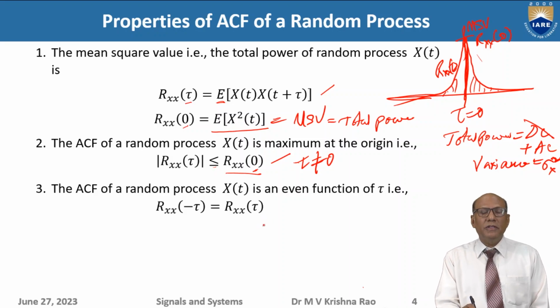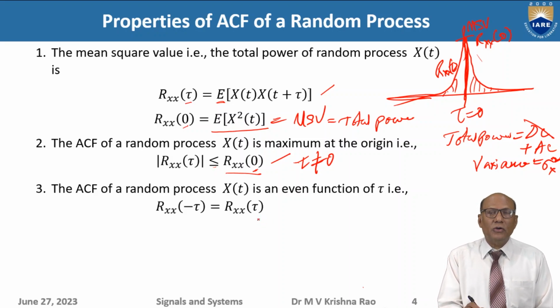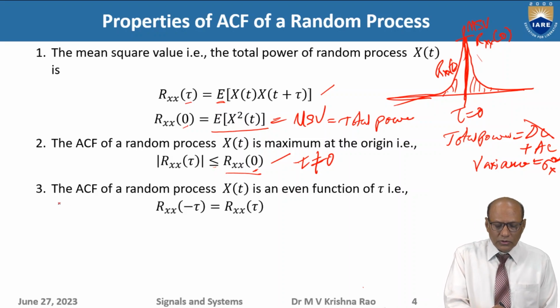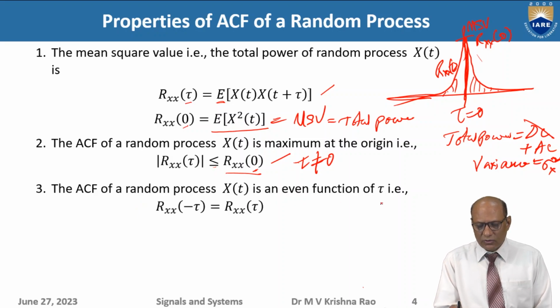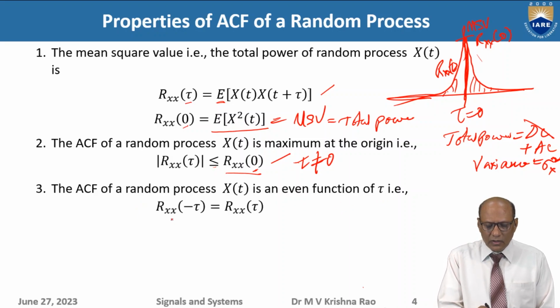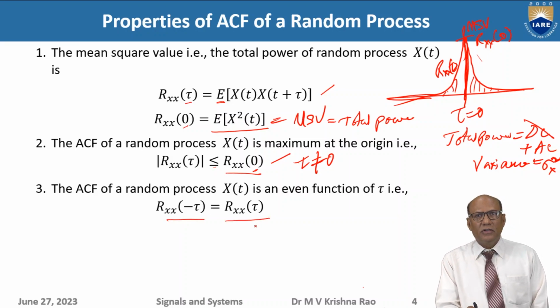Okay. So that means the maximum, the peak of the autocorrelation function, occurs at the origin, that is tau equal to 0. So this property is also the same for deterministic signals. Now the autocorrelation function of a random process x of t is an even function of tau. That is Rxx of minus tau equals Rxx of tau.